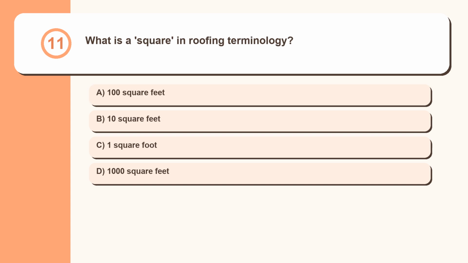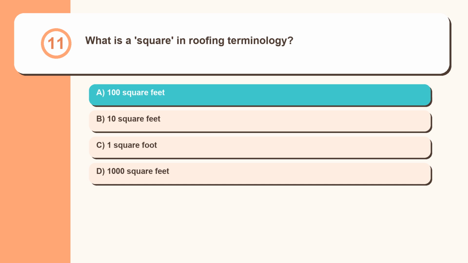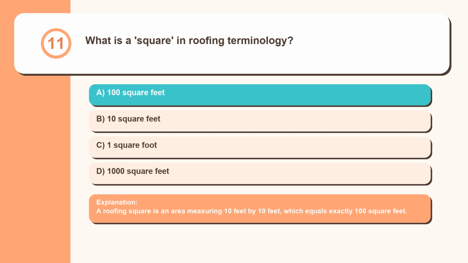Question 11. What is a square in roofing terminology? 100 square feet, 10 square feet, 1 square foot, 1,000 square feet. A roofing square is an area measuring 10 feet by 10 feet, which equals exactly 100 square feet.